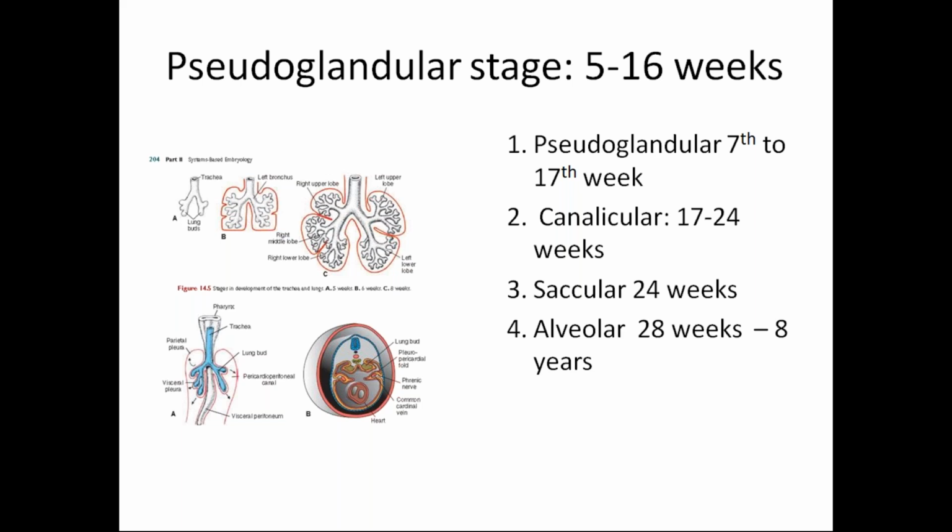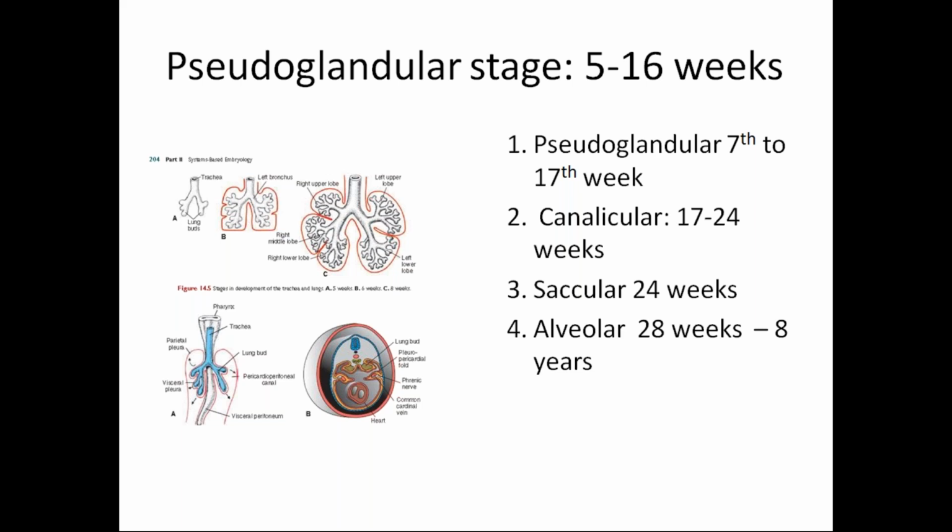Then from the 17th week to the 24th week, these glandular structures canalize. Canals are formed, so it's called the canalicular stage. And then what happens? They form dilatations which are called saccules. So that is called the saccular stage, which will be forming the terminal bronchioles and the respiratory bronchioles.